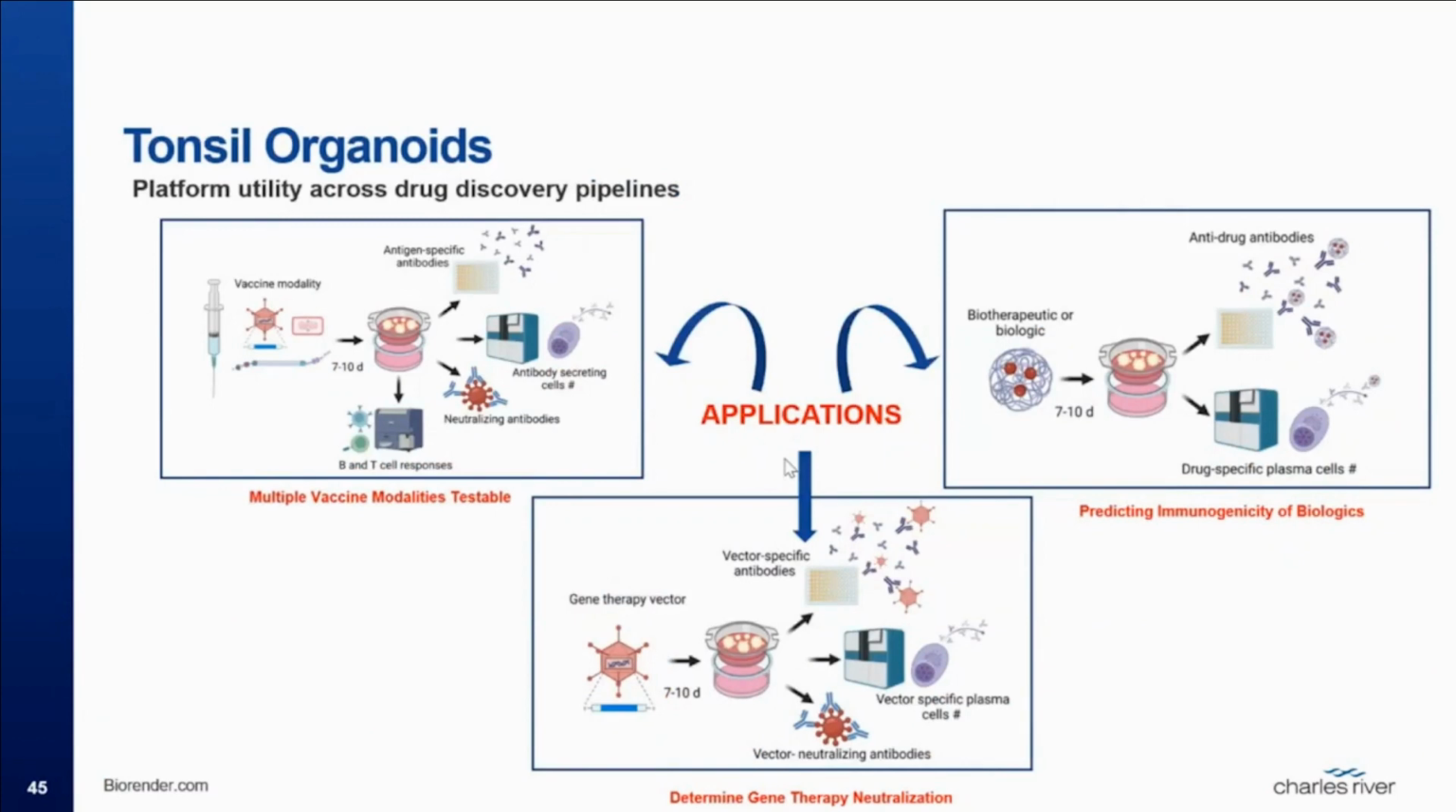So I've told you about how you can use these organoids for vaccine development, and it's true that you can actually also use other modalities. So for instance, the mRNA vaccines would work in this system, but we're really interested to develop a way to understand how you can predict immunogenicity of biologic therapies. So anything like gene therapies, cell therapies, or antibody therapies.